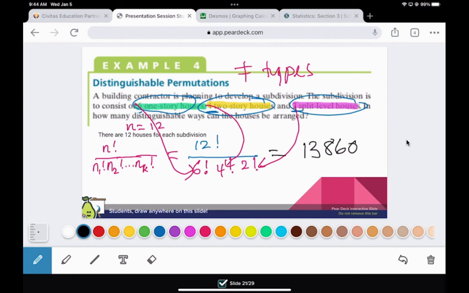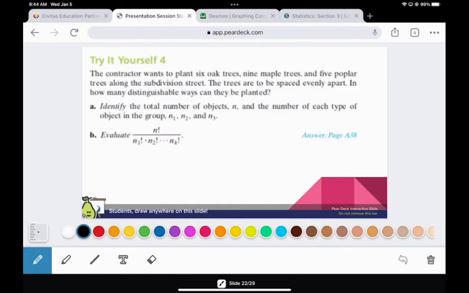Questions? Okay. All right, I know that I just did that one problem, but I'm going to ask you to try this. Give this one a try.